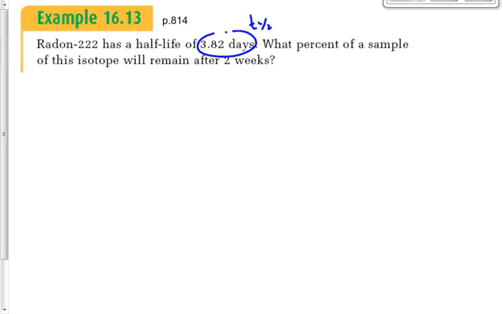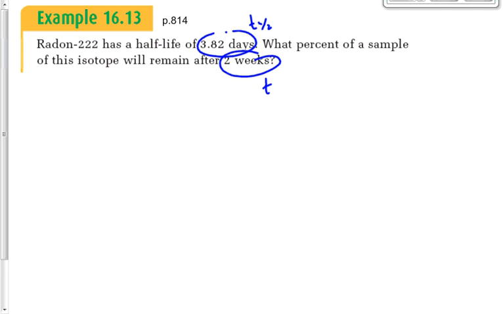What percent of a sample of this isotope would remain after 2 weeks? This is going to be our time, right? What percent remains? What are we looking for here? 2 weeks have gone by. The half-life is 3.82 days, which, by the way, is a relatively short half-time, although we can see half-times of less than a second. Still, 3.82 days is relatively short compared to thousands of years that some elements have.